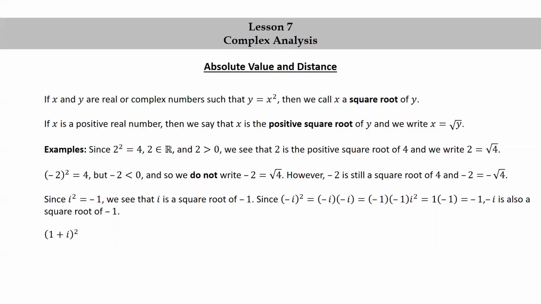The square of 1 plus i equals 1 plus i times 1 plus i, which is 1 minus 1 plus 1 plus 1 times i. That's equal to 0 plus 2i, which is 2i. So 1 plus i is a square root of 2i.